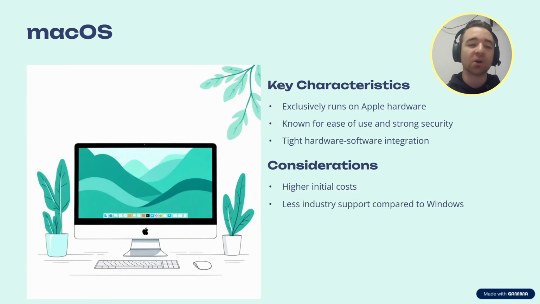The next thing we need to know is Mac OS. Okay, now you need to have Apple hardware to run Mac OS. All right, Mac OS is Apple's proprietary operating system. It is known for its ease of use and strong security. Easy to use, strong security, and has very tight hardware software integration. So if you think of Apple, you're integrating your iPhone with your iMac, and everything is almost Apple proprietary. Everything is Apple working together.